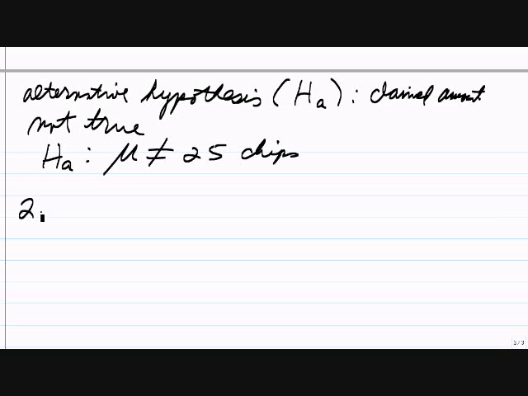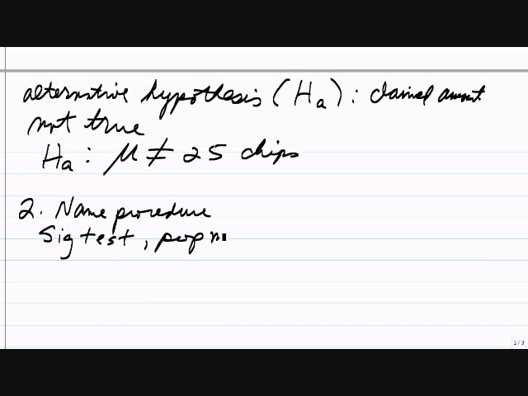And our step two, we will name our procedure, which means we're not doing a confidence interval this time, we're doing a significance test. We're either doing this on a population mean or proportion. This is for a population mean. What distribution are we going to use this time? We'll use the T. And we have one sample. Okay, so that's good enough in naming our procedure.